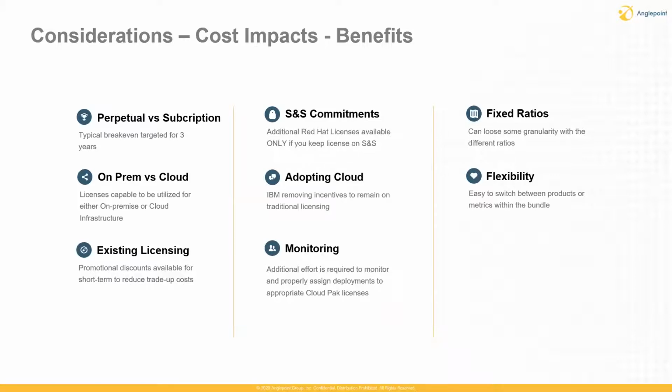That being said, there's also ease of switching between the products. So as you stop deploying one product, you can easily switch over and deploy any other product within that metric. The nice thing is that also applies to switching from non-production to production or vice versa for those environments that have different ratios for the production and non-production environments.